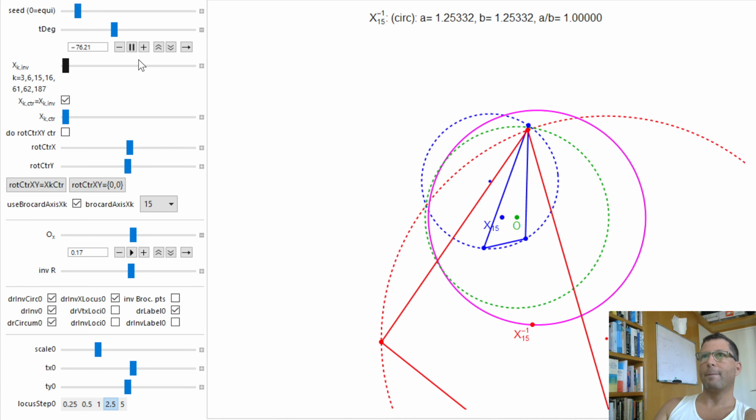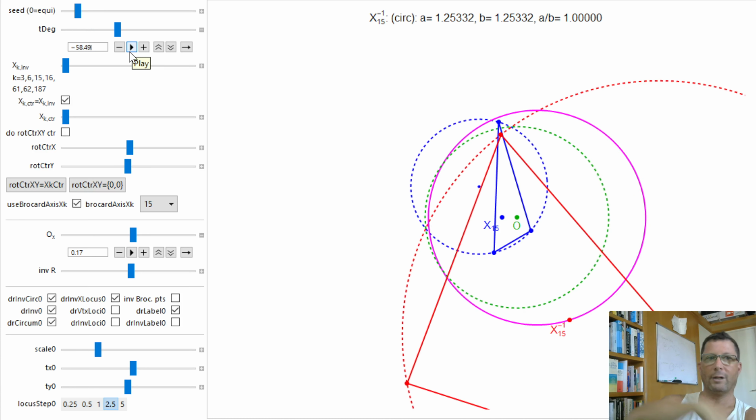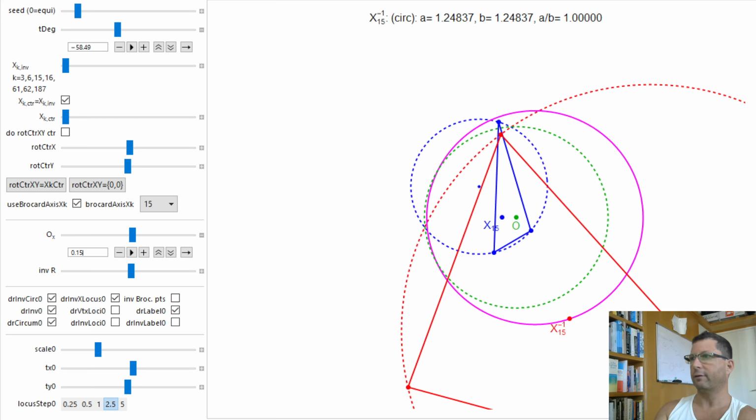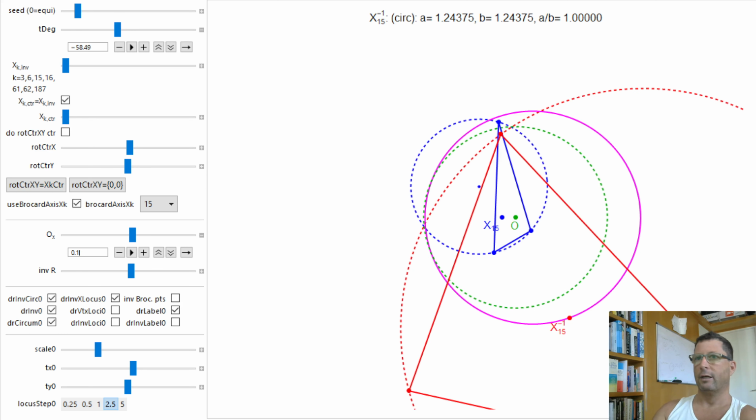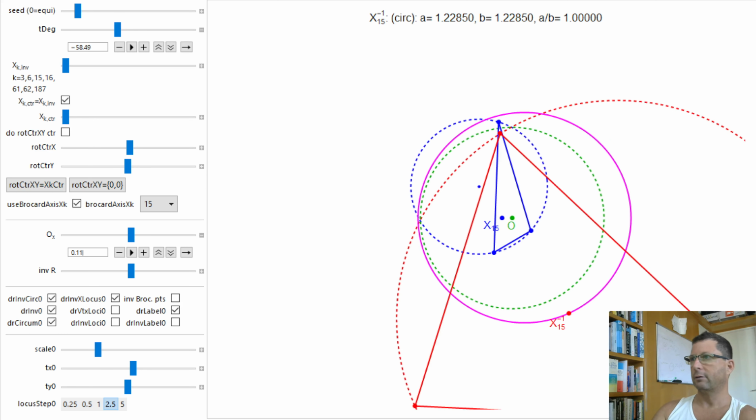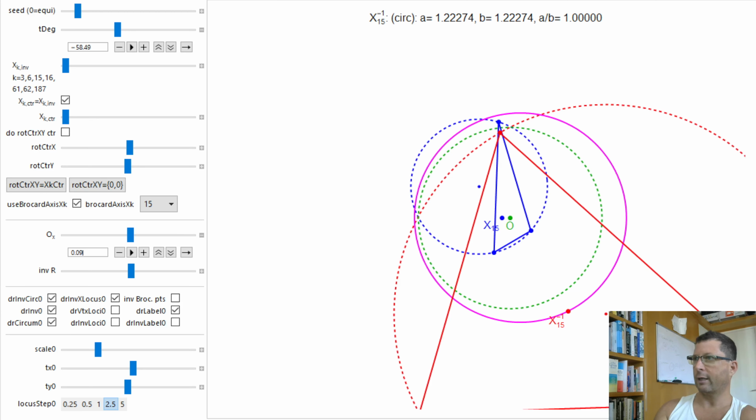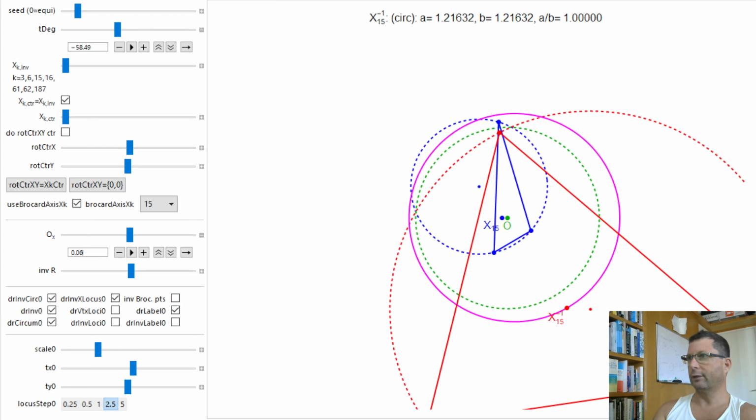Now what happens if I keep moving O to the left? I just have to avoid the situation where O is exactly equal to x15, because that causes some instability. Let's keep doing this. I'm going to make this 0.11, 0.09, 0.07, 0.06. So I'm pretty close to x15.